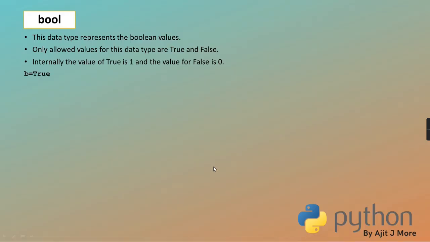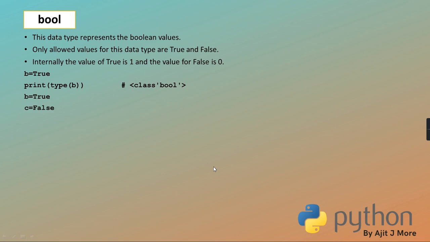Okay, but then you may say, if I have my own class, then how do I create an object? You just have to write the class name followed by round brackets. It creates the object. Okay, see, b equal to true. You're printing the type of b. Obviously it is a boolean value, so its data type is class bool.